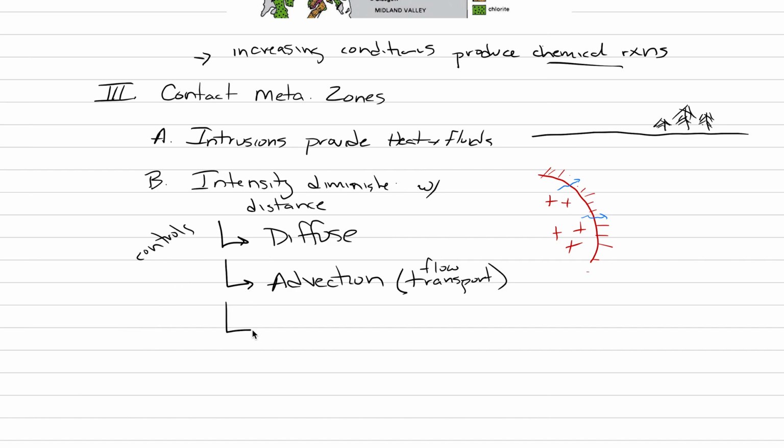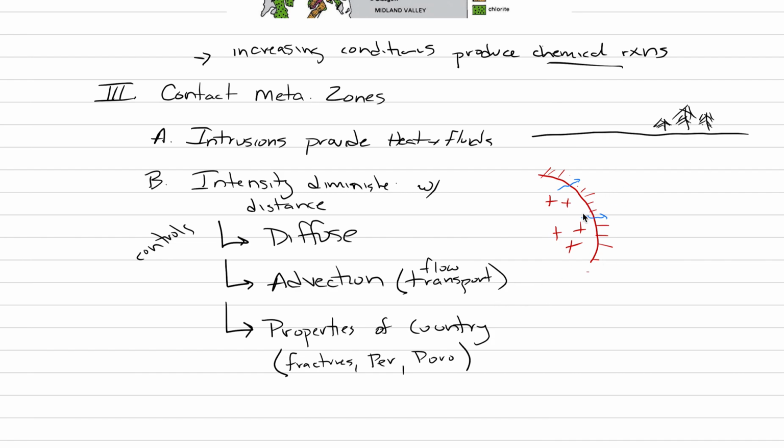The other control here, besides diffusion and advection of heat and fluids, is going to be the properties of the country rock. This is going to vary with shale versus sandstone versus limestone. They're going to have different properties. They're going to have different amounts of fractures. They're going to have different amounts of permeability. They're going to have different amounts of porosity, and that's going to affect how material flows.